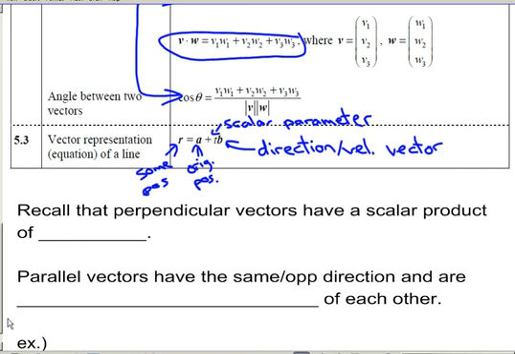Okay, some things you might want to remember. For testing for perpendicularity between vectors, vectors that are perpendicular have a scalar product of 0. Their dot product is 0. And we'll put that to work for us a little bit later.